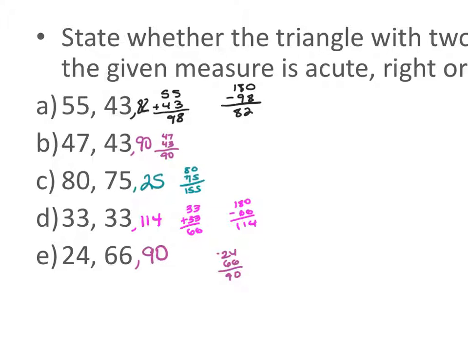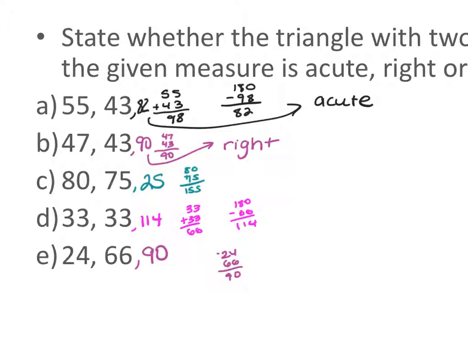All right, so if you add 55 and 43 together, you get 98. Subtract that from 180, you get 82, which means that this first one is what? Acute. Second one, 47 and 43 together, that's 90, which means the missing angle is 90 degrees, which makes this what? Good.